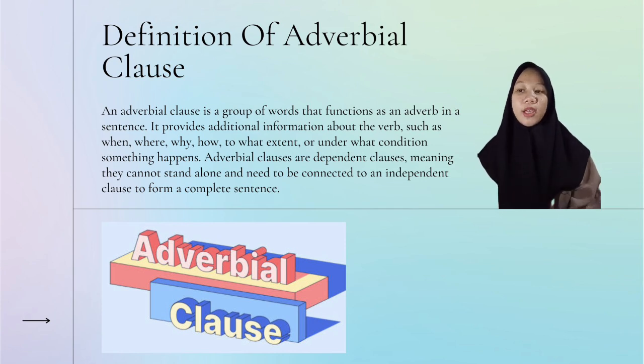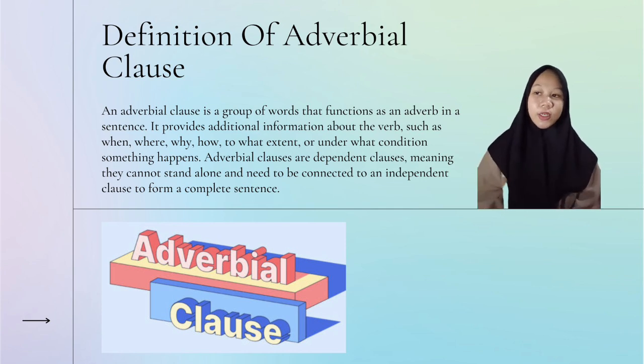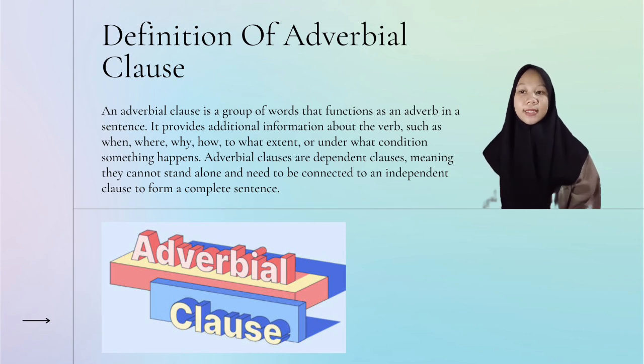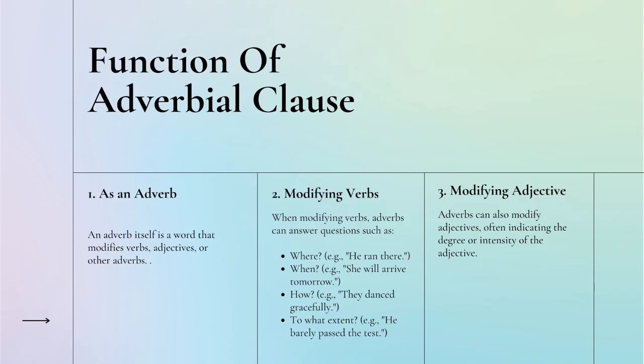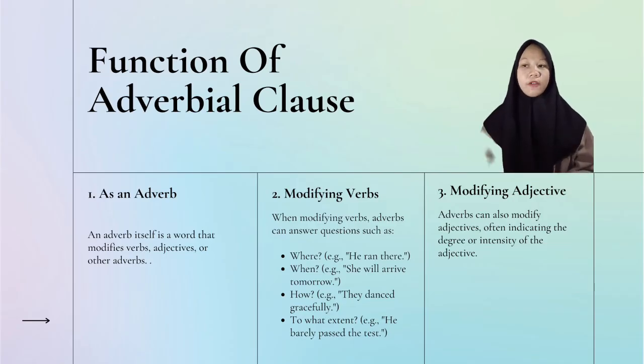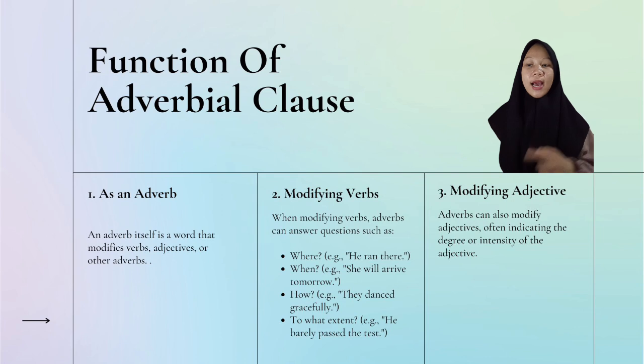Okay guys, now we come to adverbial clauses. The definition of an adverbial clause is a group of words that functions as an adverb in a sentence. Okay, function of adverbial clauses. The first one is an adverb itself. It's a word that modifies verbs, adjectives, or other adverbs. It provides additional information regarding how, when, where, why, or to what degree an action occurs.